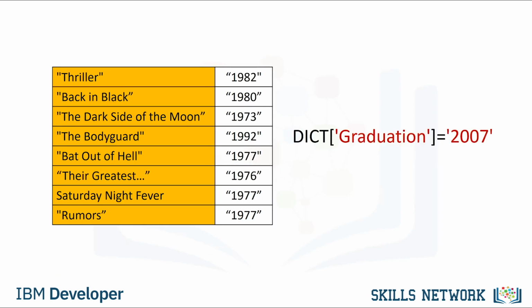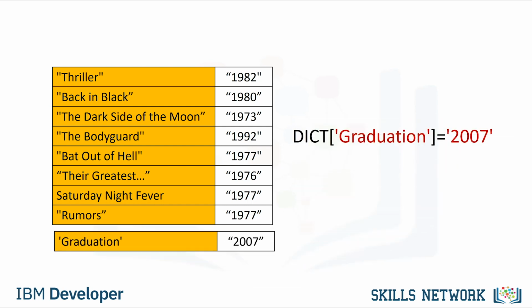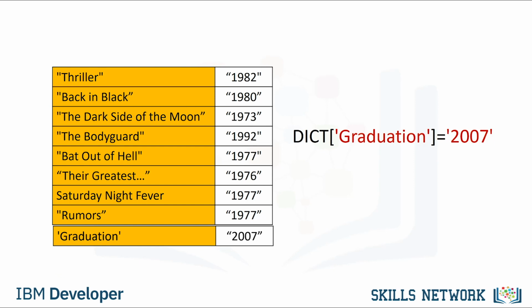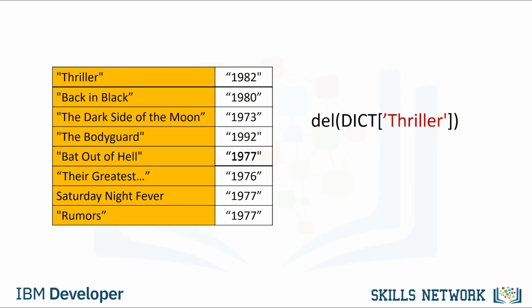We can add a new entry to the dictionary as follows. This will add the value 2007 with a new key called Graduation. We can delete an entry as follows. This gets rid of the key Thriller and its value.